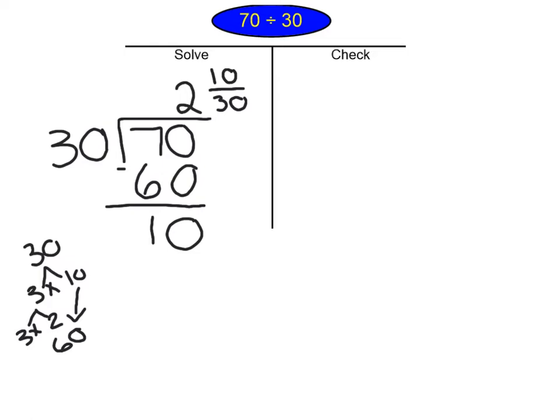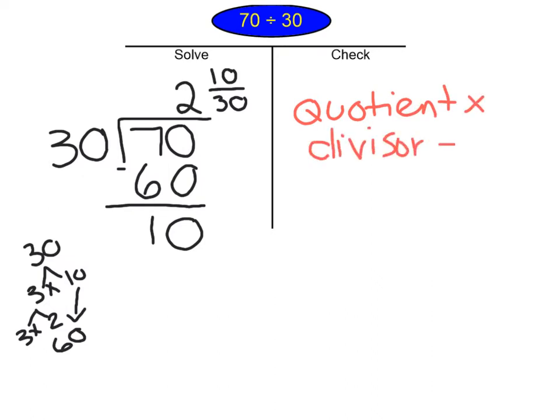In order to check our work, we need to take the quotient, multiply it times the divisor, and add the remainder. And after doing that, that's going to equal the dividend. So let's take a look.